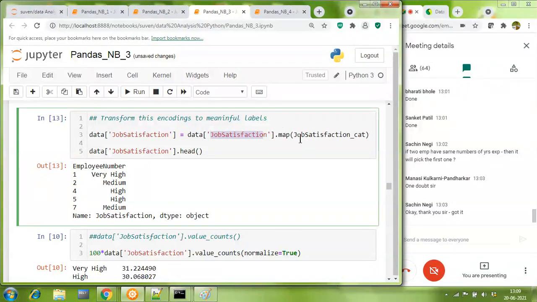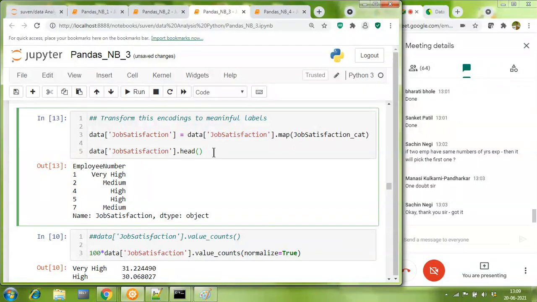So second mapping, if you run this cell by mistake even once, your data will get corrupted. Everything will become NaN, and then you need to rerun all the cells from the start. From the start means from the HR attrition data set.